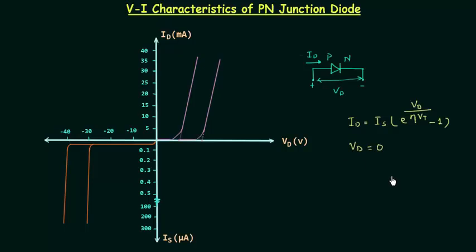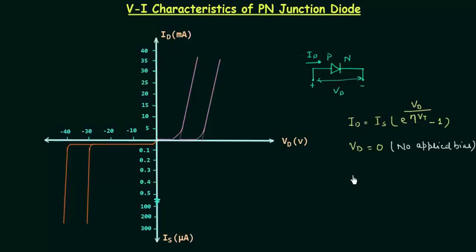it means the voltage across the diode is equal to 0. We can also call it the no applied bias, or no bias condition. If you see this plot, this is VD equals 0, and we have to find the diode current at this point.